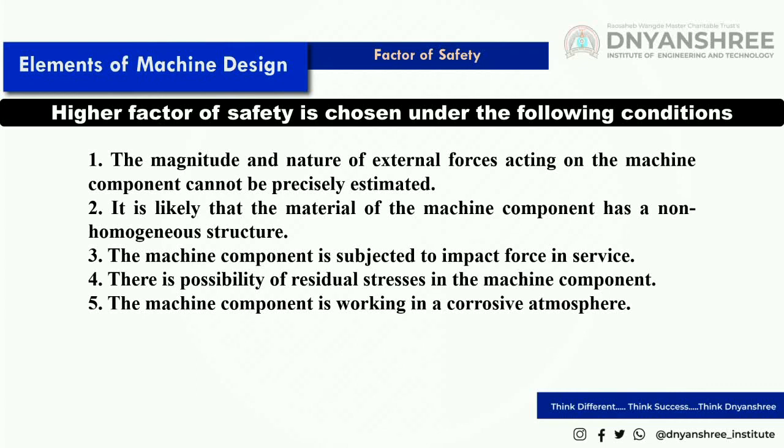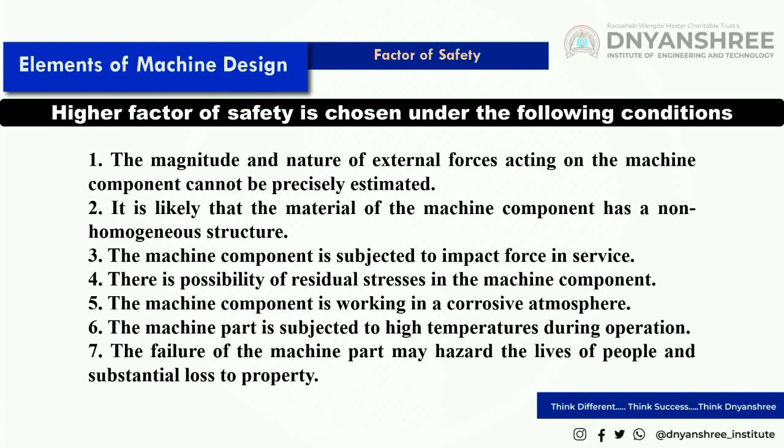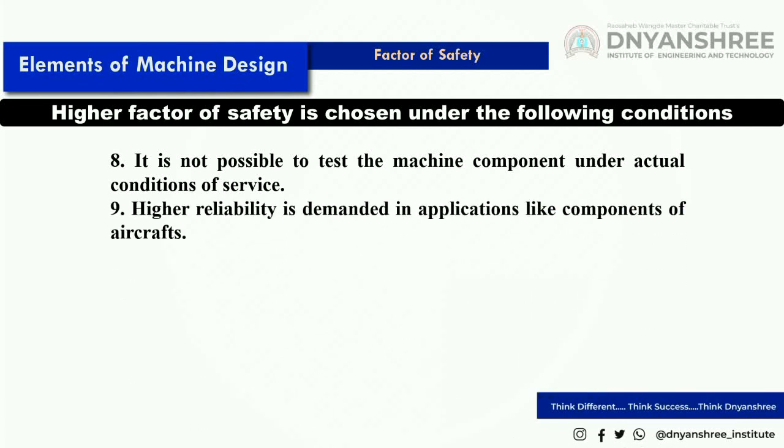If the machine component is working in a corrosive atmosphere, then you should select a higher factor of safety. The machine part is subjected to higher temperatures during operation, then you should select a higher factor of safety. If the failure of the machine part may endanger the lives of people and cause substantial loss to property, that is, the failure of the machine part may create serious accidents, then you should select a higher factor of safety. If it is not possible to test the machine component under the actual conditions of service, then you should select a higher factor of safety. If higher reliability is demanded, as in components of aircraft, then you should select a higher factor of safety.